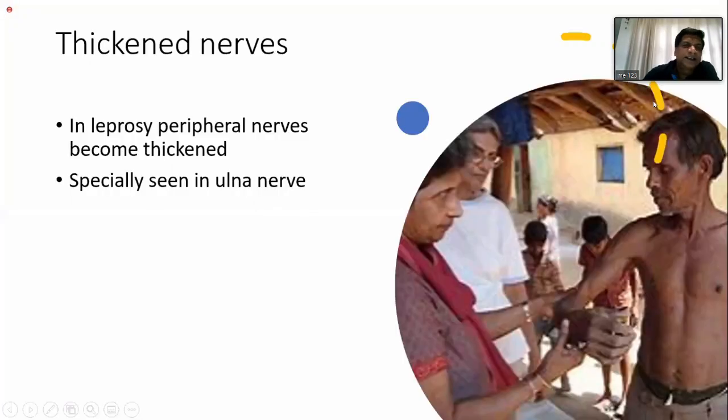And then it's thickened nerves, right? Especially if you see a hypopigmented patch with an anesthetic area, an anesthetic hypopigmented patch, you have to think of leprosy, right? And in leprosy, the peripheral nerves get thickened, and the easiest nerve to feel is the ulnar nerve, right? So here, at the elbow, feel it.